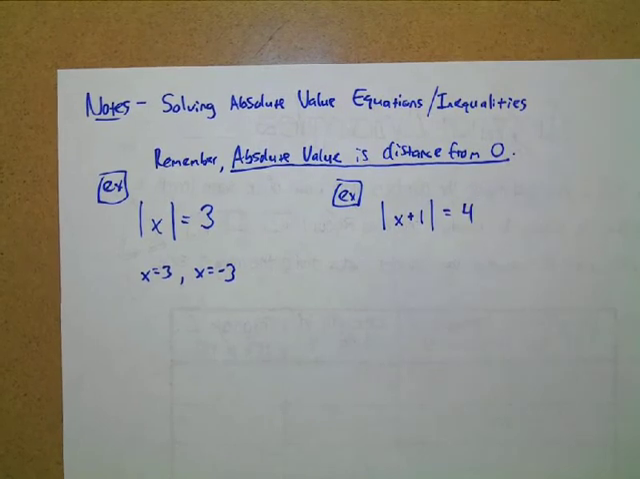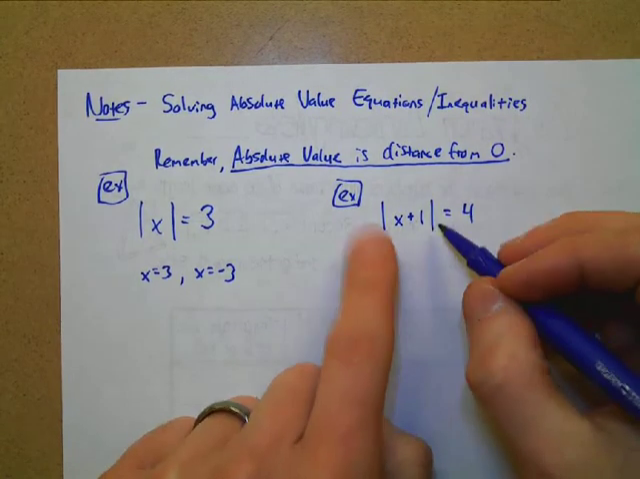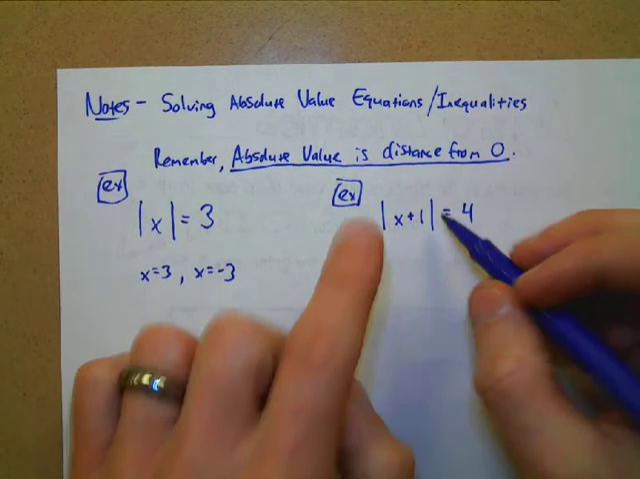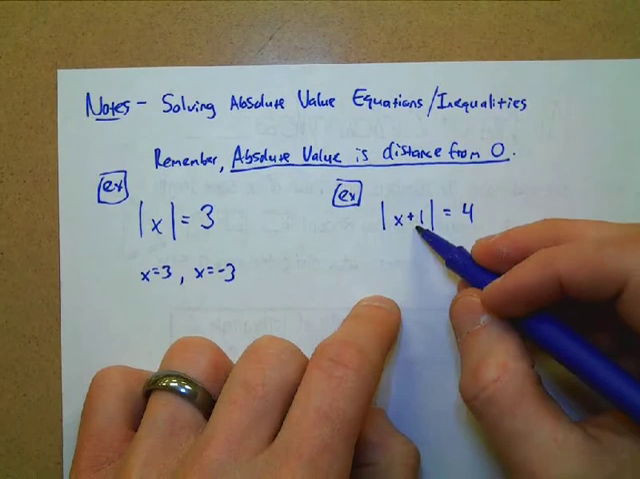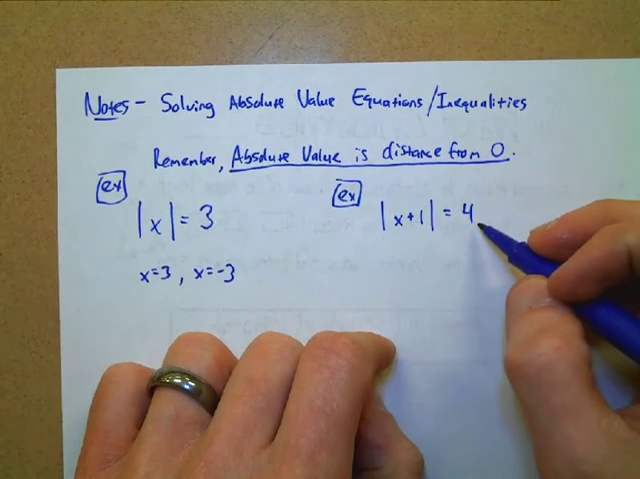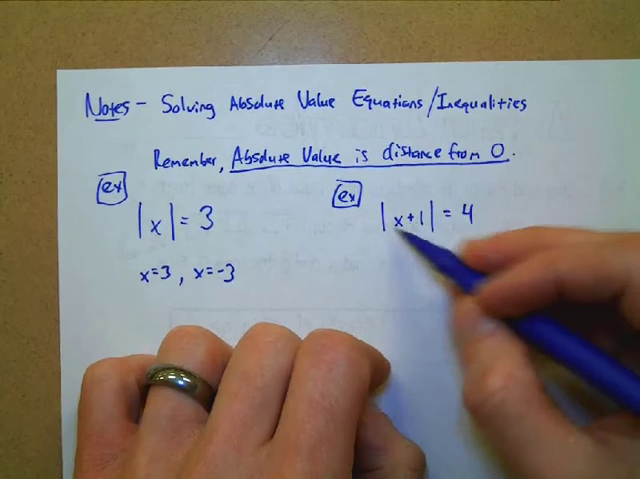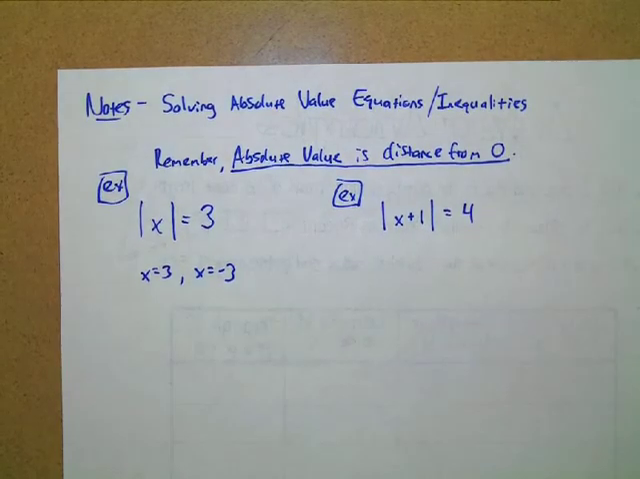Okay, so again, we're back to where we were before. We have the absolute value of this quantity, and it needs to be 4. In other words, the distance of this thing needs to be 4 units away from 0. Well, what two numbers are 4 units away from 0? Let me get my number line there. All right. Here's 0. What numbers are 4 units away from 0? 4, right, and -4.